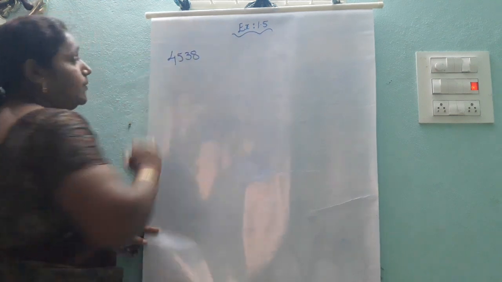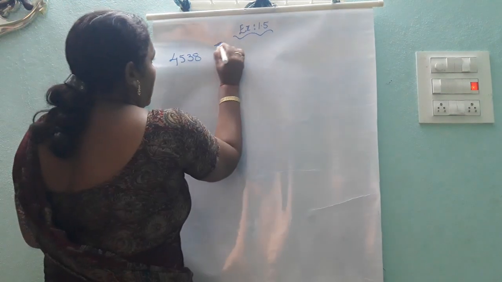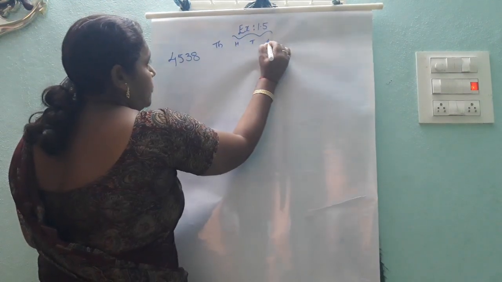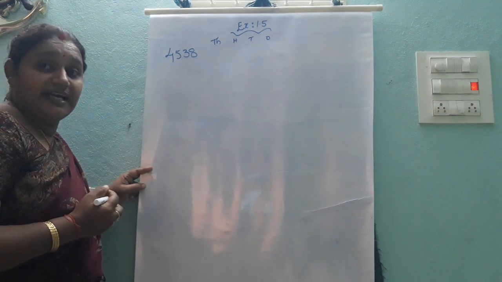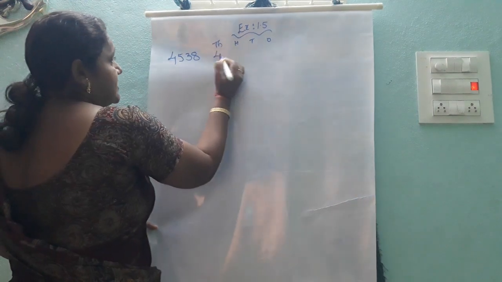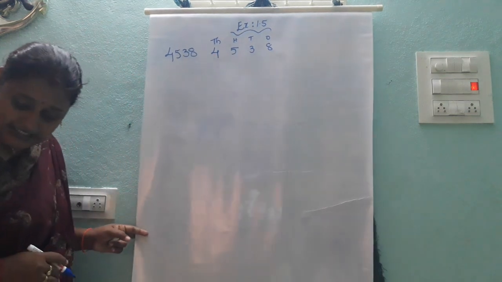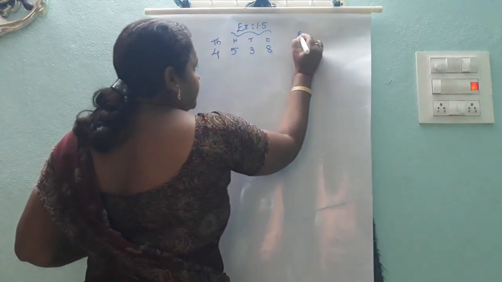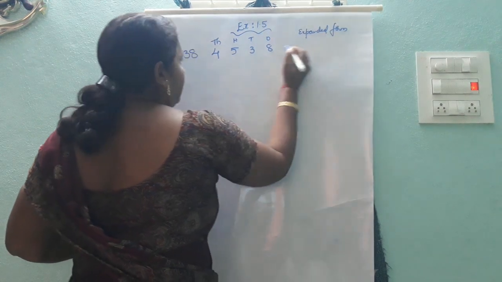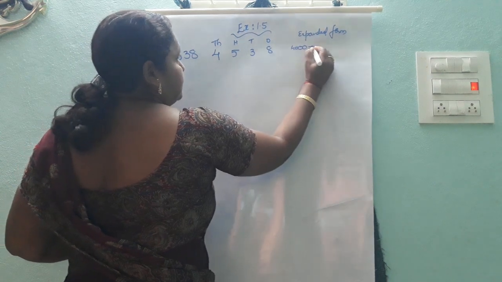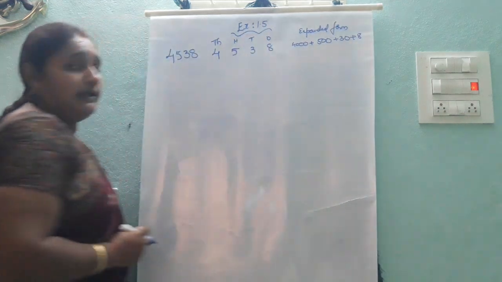4538. How will we expand 4538? How many thousands, how many hundreds, how many tens and how many ones are there in this number? Look through that number. 4538: 4 thousands, 5 hundreds, 3 tens, 8 ones. Now they are asking us to write the expanded form of this. How will you write? 4,000, 500, 30 plus 8. Like that you can write.